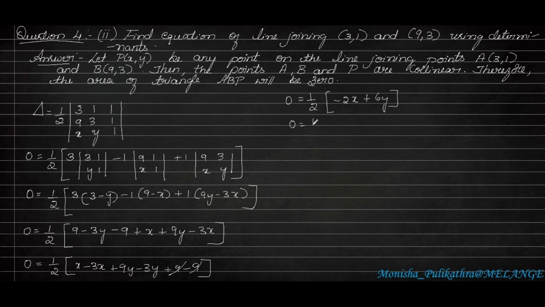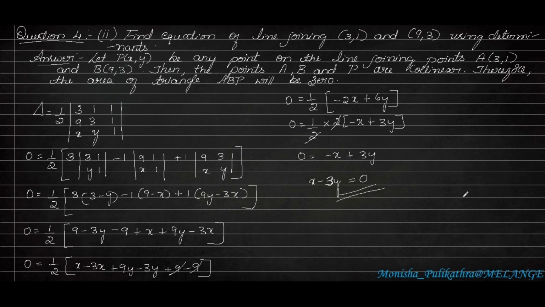So here also I will be taking 2 common. So when I take 2 common, here the remaining is minus x. 2 3s are 6. So 3y. Here 2 gets cancelled. So the remaining is 0 is equal to minus x plus 3y. I will be shifting the whole thing to the left hand side. It will become plus x minus 3y. So x minus 3y is the equation of the line joining the points 3, 1 and 9, 3.